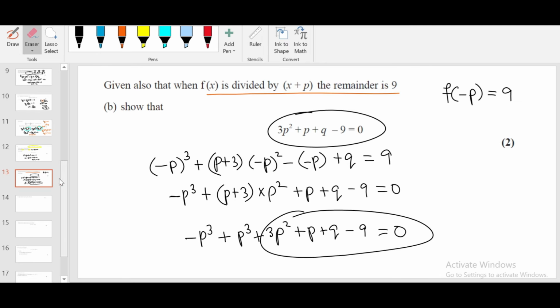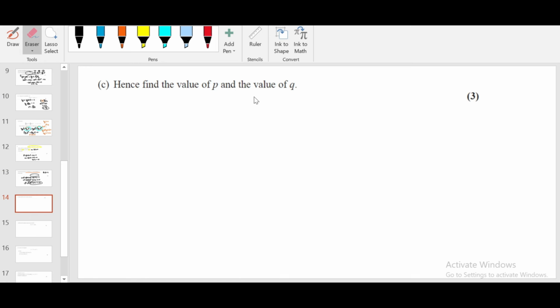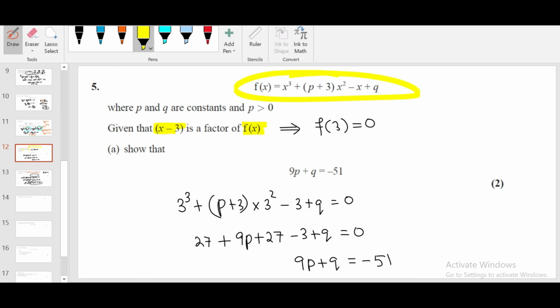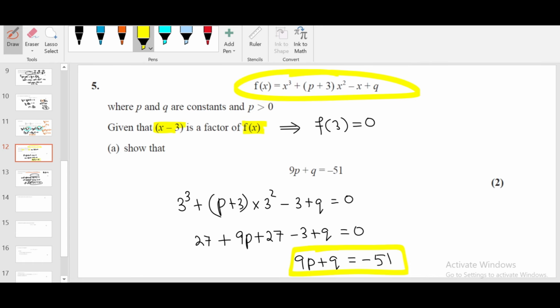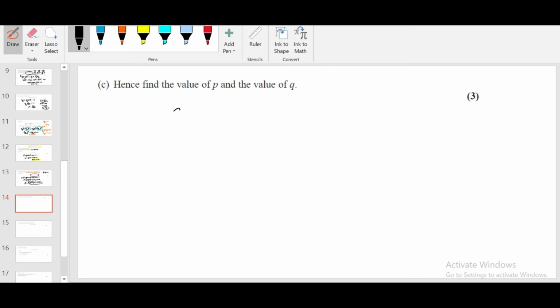So let's move on to part C now. Part C, find the values of p and q. Basically we have an equation here, 9p plus q is minus 51 from part A. From part B we got 3p squared plus p plus q minus 9 is equal to 0. We need to solve the simultaneous equations, that's it.